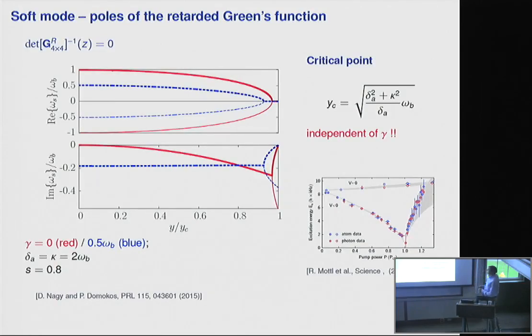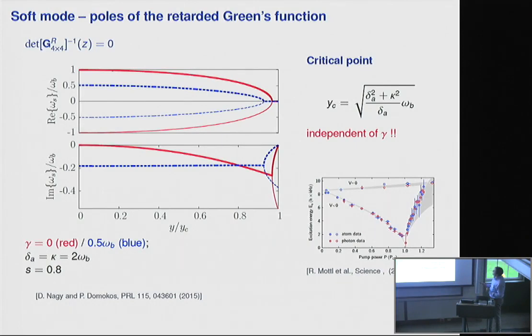So let me now show the results. First of all, let us look at the poles of this retarded Green function. Now the Green function is a 4x4 matrix. It has four poles. I show two of them, which develop into the soft mode, so which vanish near the critical point. The red curve is the reference curve for gamma zero. So this is when there is no colored reservoir.